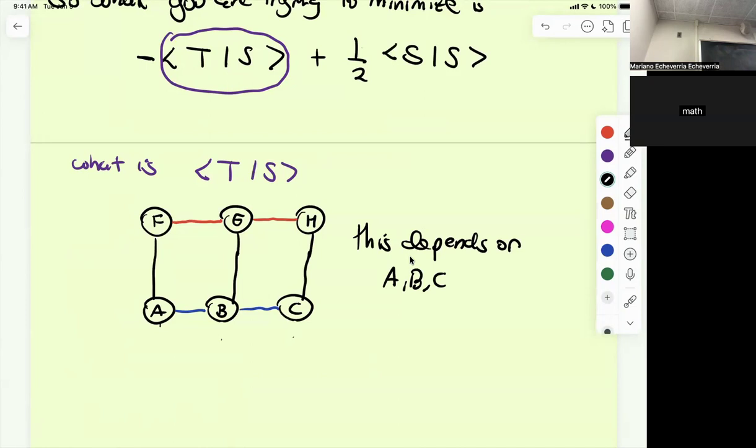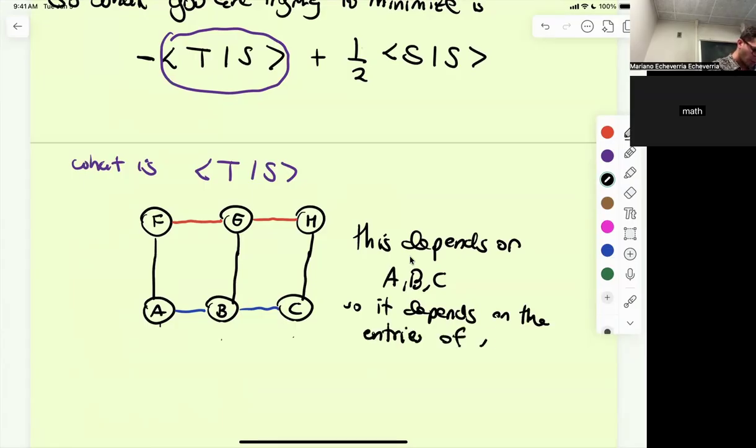Now, what does it mean that it depends on A, B, and C? It means that it depends on the entries of the tensors A, B, and C.